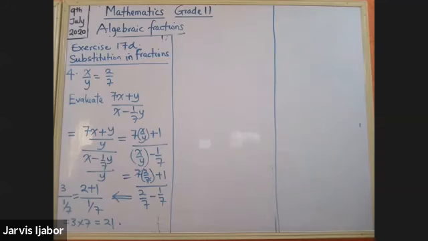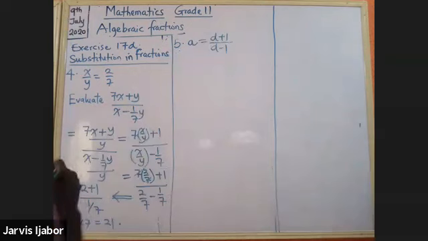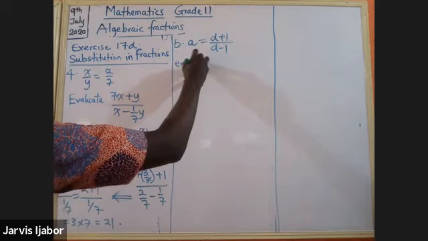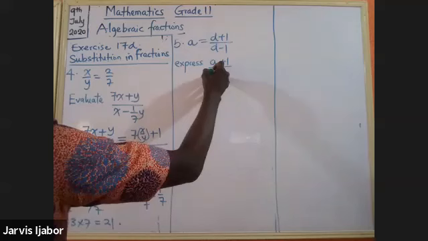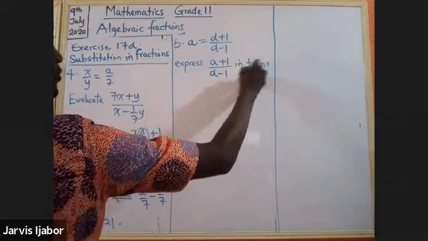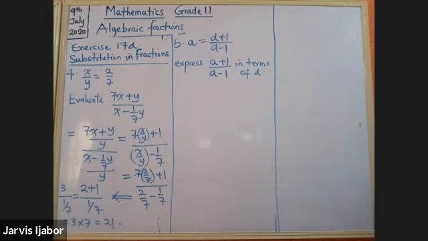That's for question 4. For question 5, we are told that A is equal to D plus 1 over D minus 1. Now they say you should express A plus 1 over A minus 1 in terms of D. Express that in terms of D. So how do we do that? To express this in terms of D.